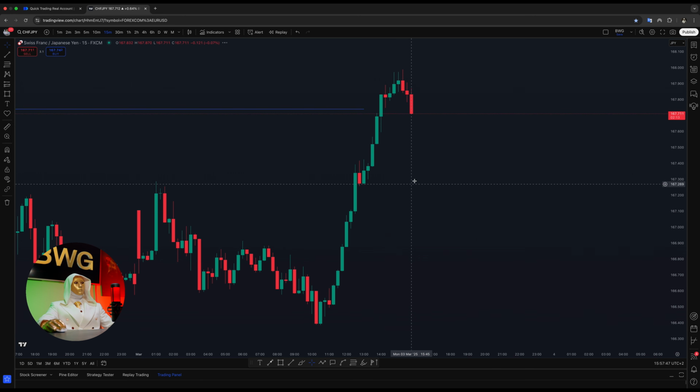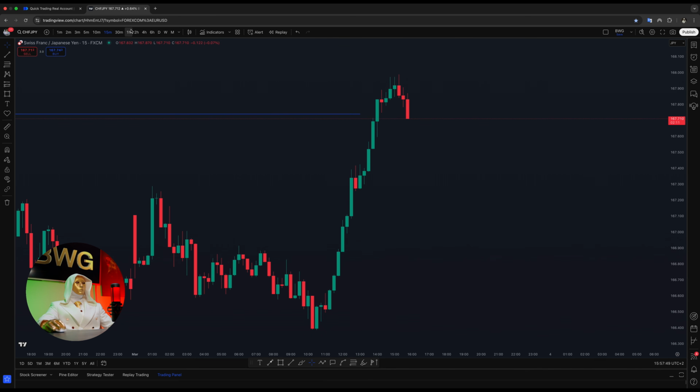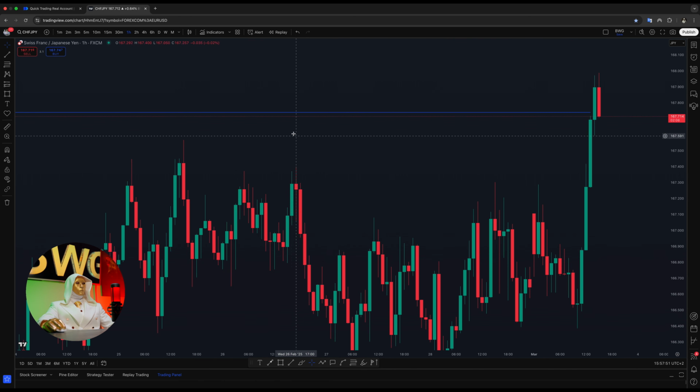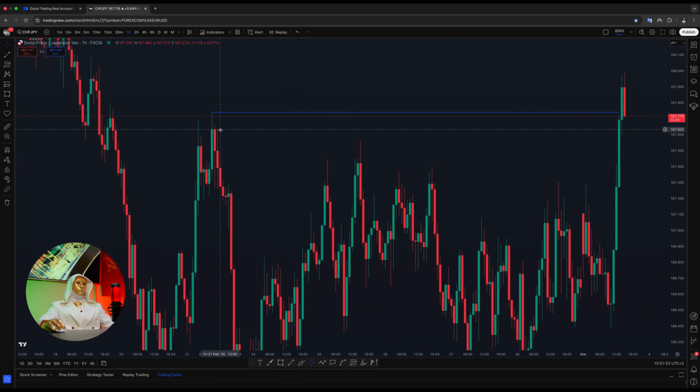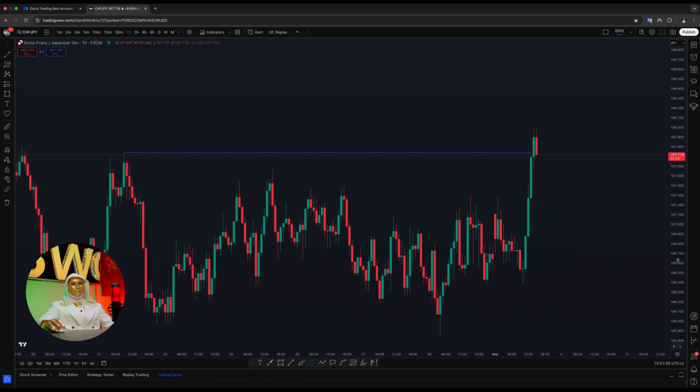All right, what does this show us? It shows us the removal of the buy side level. Here it is, and shows a certain desire to go down to the fair value gap.